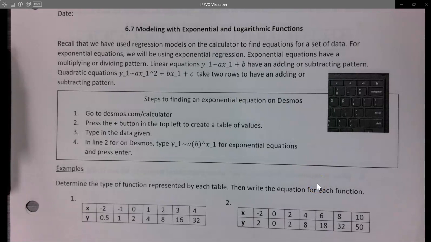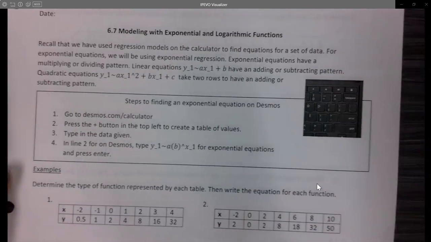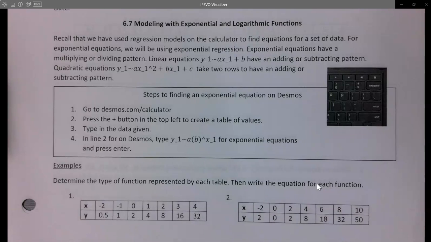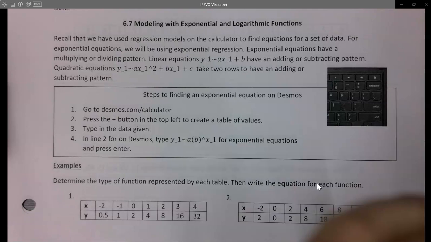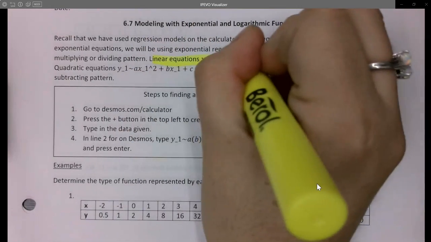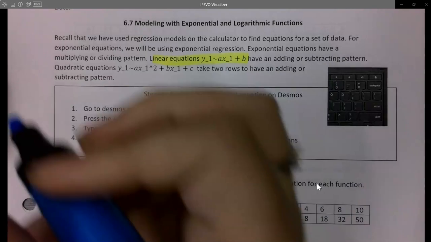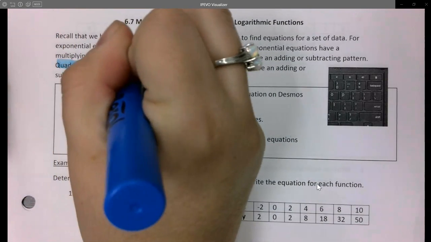So we are given a bunch of data points. We want to come up with an equation to model them. We've done this before, way back at the beginning of the year with linear equations. In Desmos, we would type y sub 1, squiggly line, a x sub 1 plus b. And then we did it with quadratic equations, a little later.